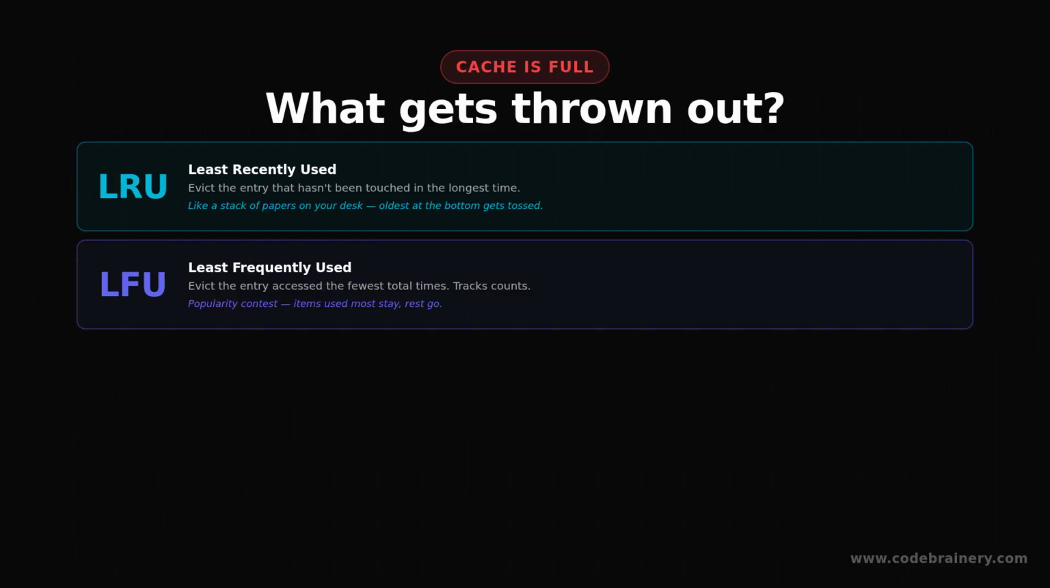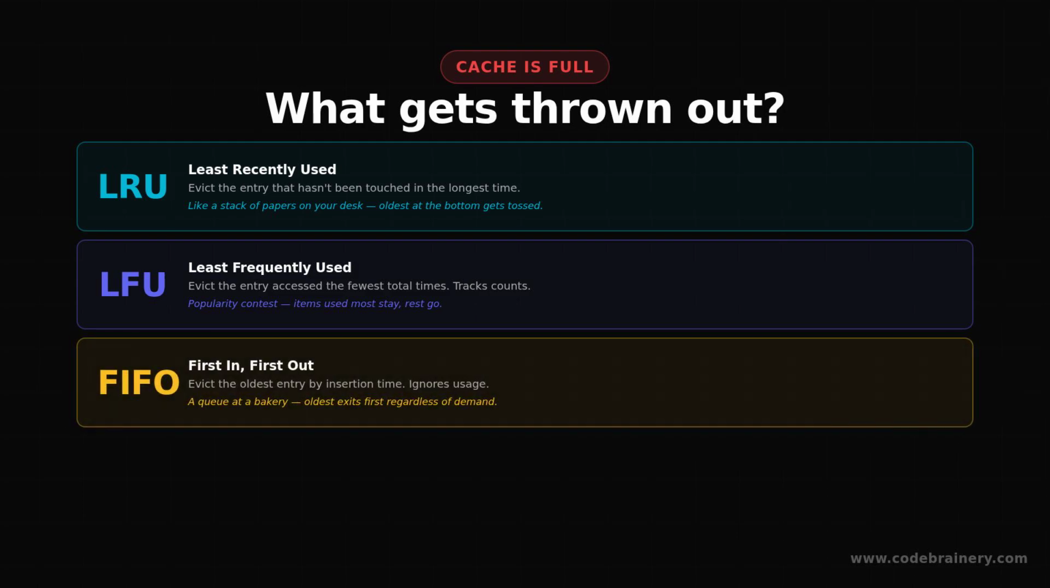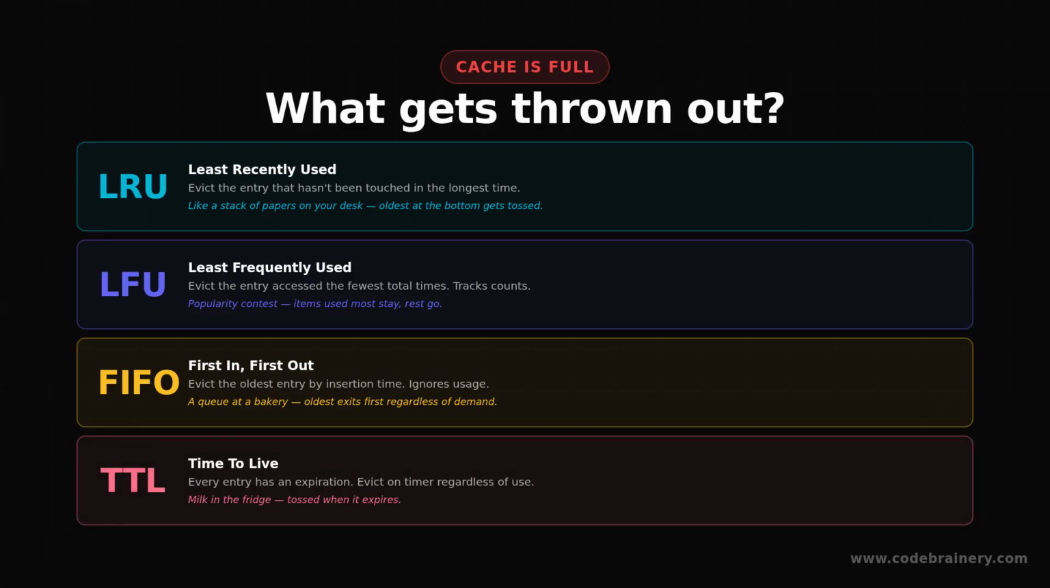LFU, least frequently used. Different from LRU. You track how many times each entry has been accessed. The fewest accessed gets evicted. Better for stable workloads where popular items stay popular. FIFO, first in, first out. The oldest entry exits, regardless of how often it was used. Simple but rarely the best choice.